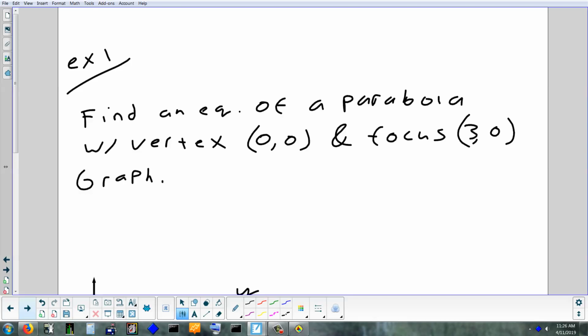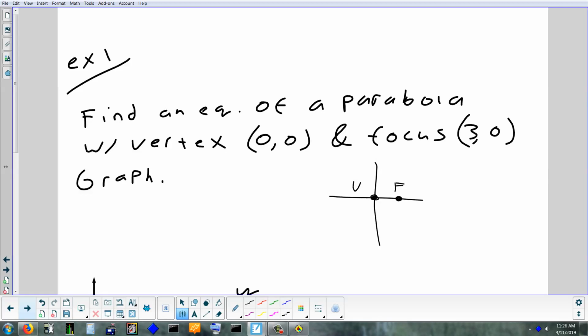The way you figure it out is graph those 2 points. If you graph them correctly, you should be able to figure out which way the parabola is going to open. Okay? So we're just doing a quick sketch. This isn't going to be the final sketch, just real quick. Vertex, focus.